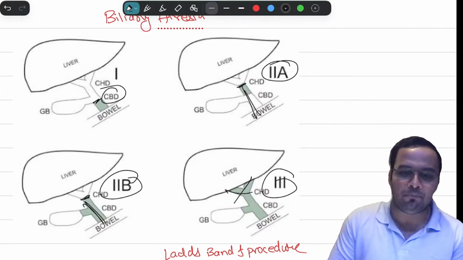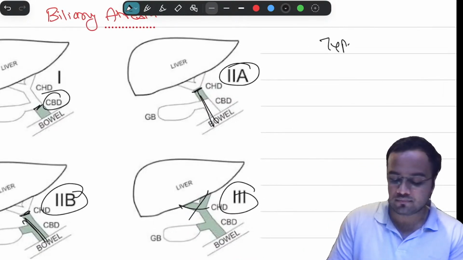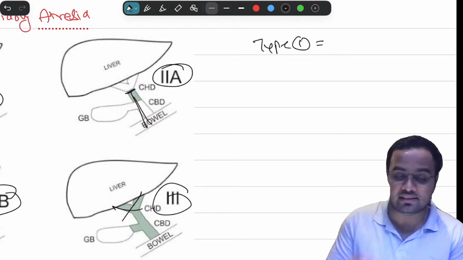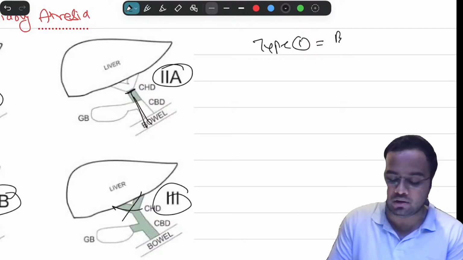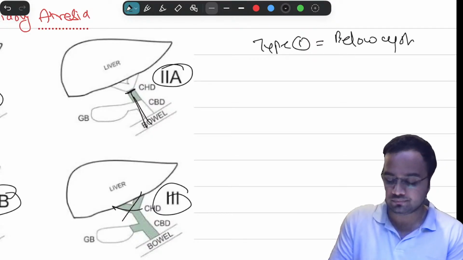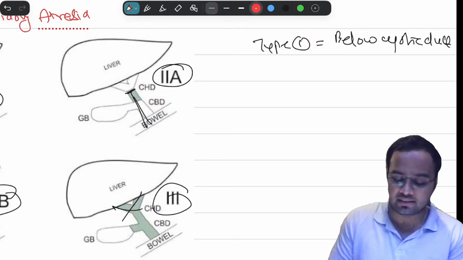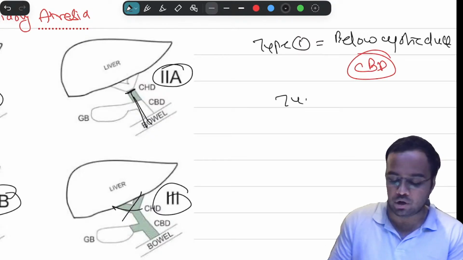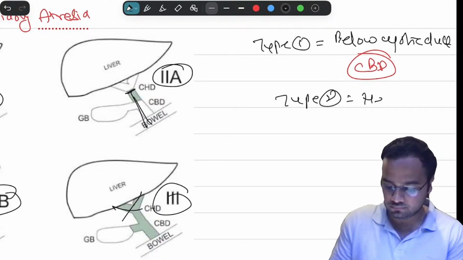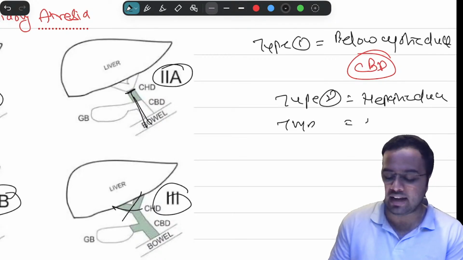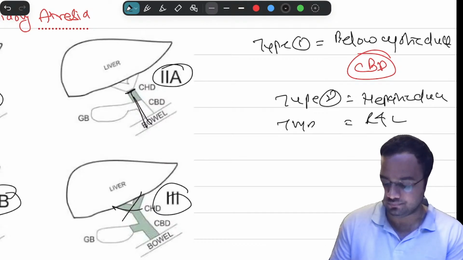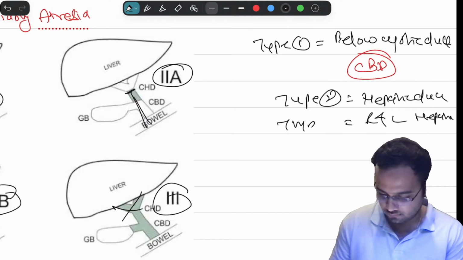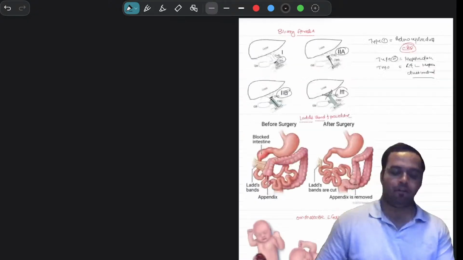So the type 1 biliary atresia. What is type 1? It is when the fibrosis is limited below the cystic duct, so it is nothing but the CBD. When the hepatic ducts are also involved, it is going to be called type 2. And type 3 means the individual right and left hepatic ducts are also involved. So that is the type of biliary atresia.